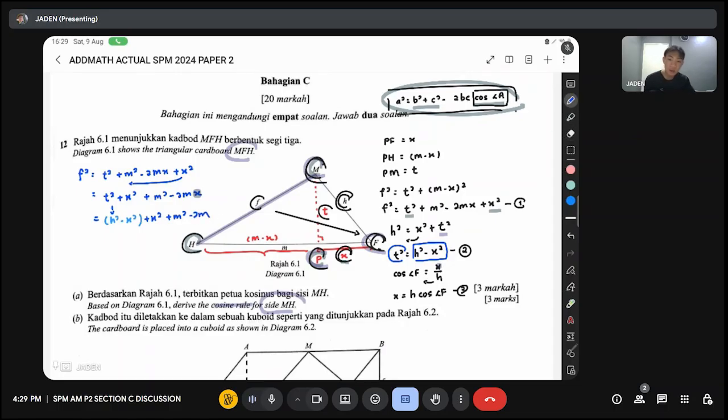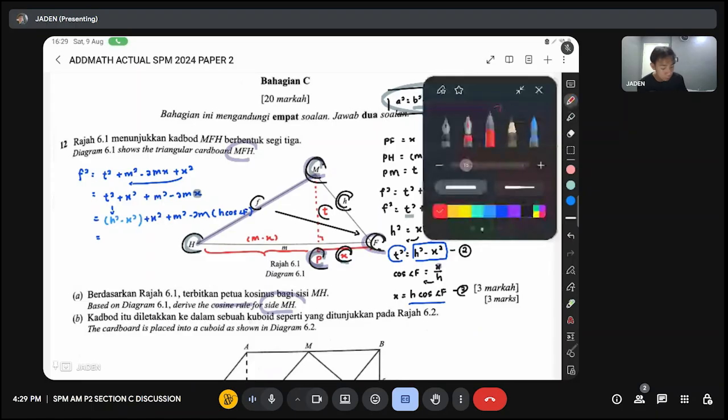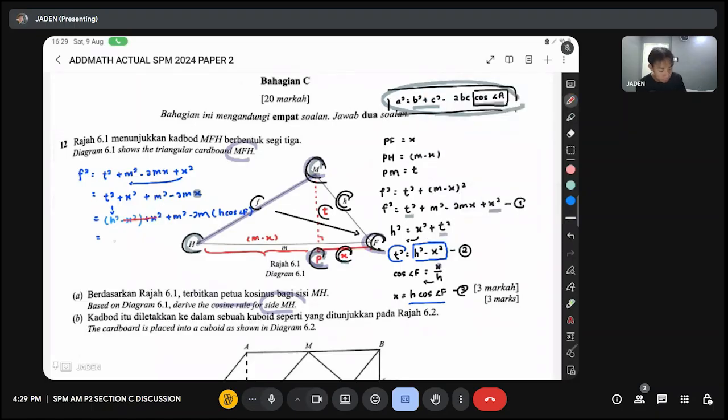Okay, x here, I want you to replace with the third equation here, which is h cos angle f. So right now, if we open up this bracket, my negative x squared and positive x squared, we can cancel them. We are left with h squared, and then plus m squared minus, expand this out, you get minus 2mh, and then cos angle f. And at the front is your f squared.